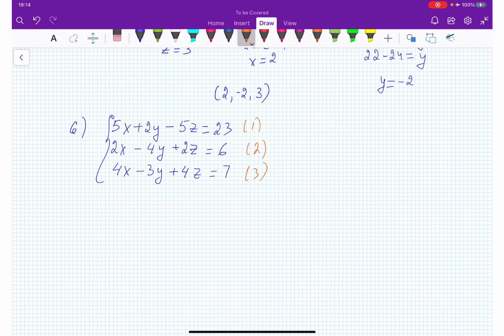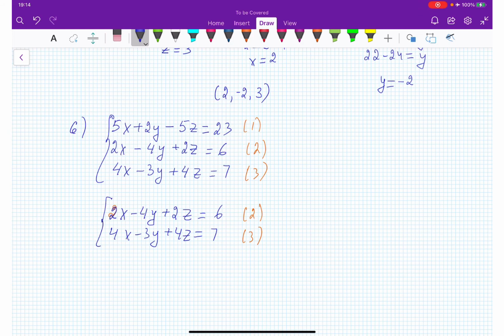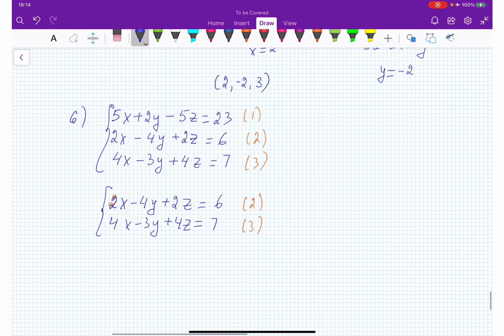So 2x minus 4y plus 2z equals 6. 4x minus 3y plus 4z equals 7. So second and third. Okay, what are we eliminating? We can eliminate either z or we can eliminate x. Actually, both of them are going to eliminate.